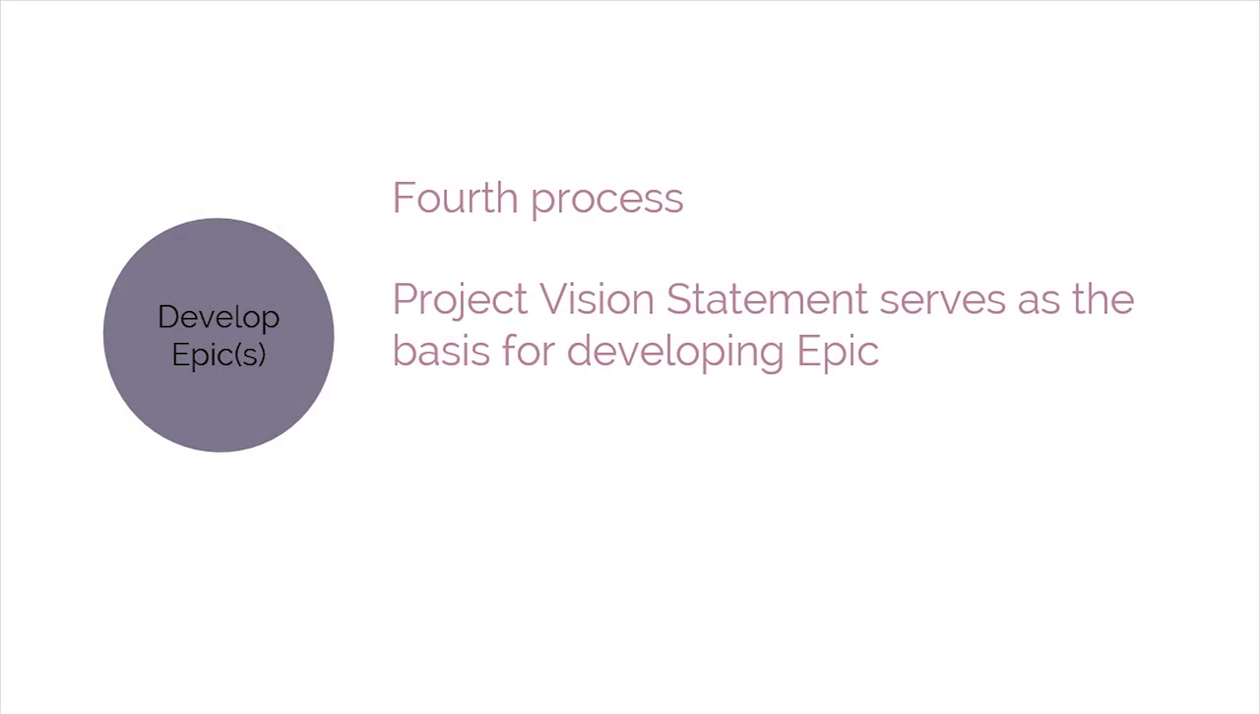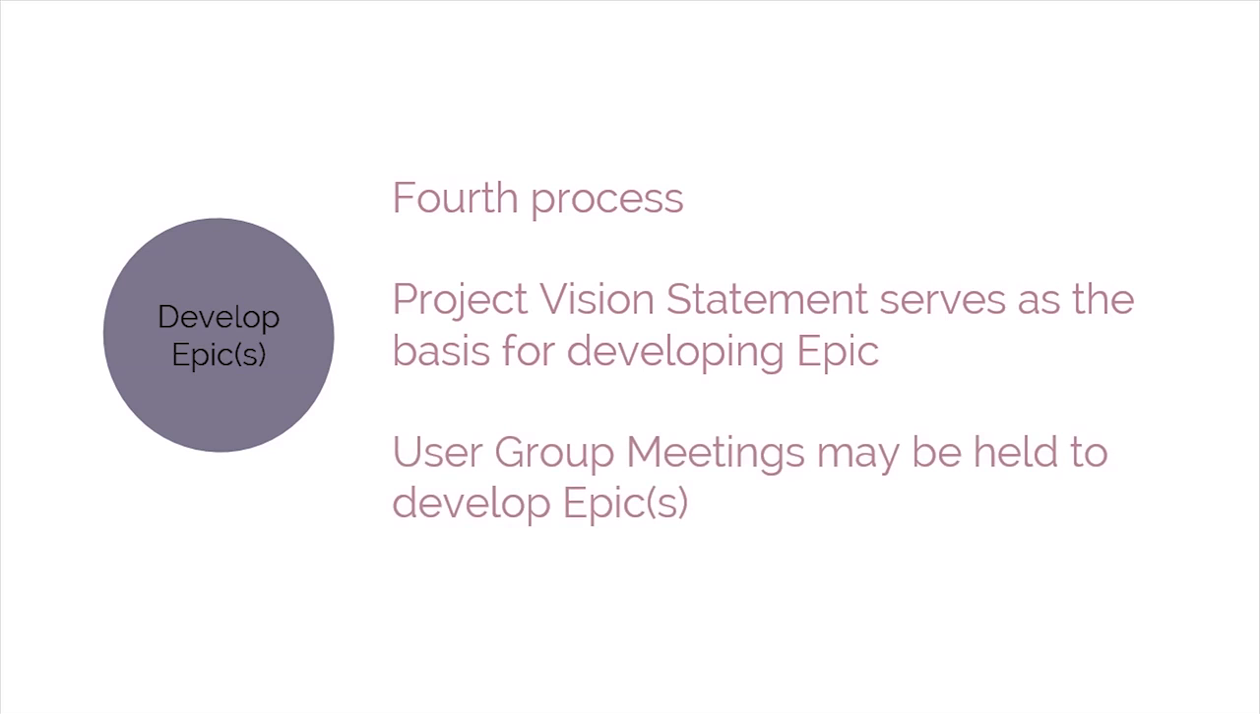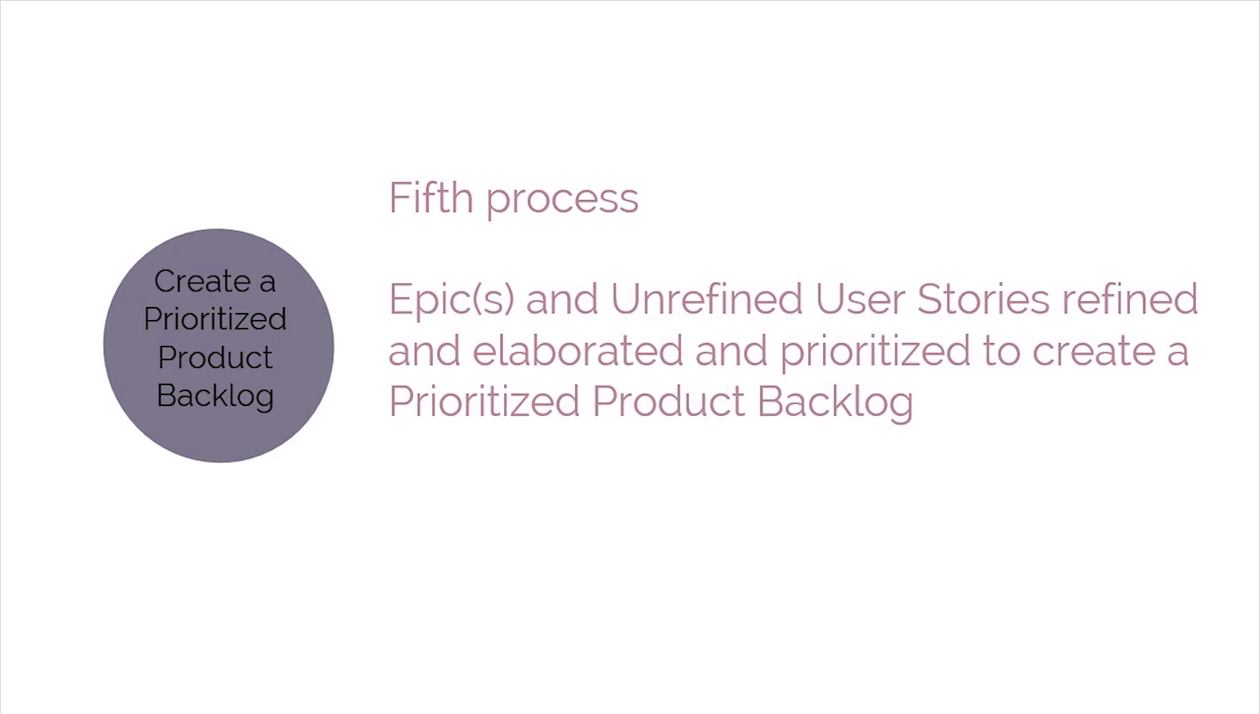The fourth process is Develop Epics. In this process, the project vision statement serves as the basis for developing epics, which are large, unrefined user stories. User group meetings may be held to develop epics. Create a prioritized product backlog is the next process. In this process, epics and unrefined user stories are refined and elaborated, then prioritized to create a prioritized product backlog for the project. The done criteria is also established at this point.